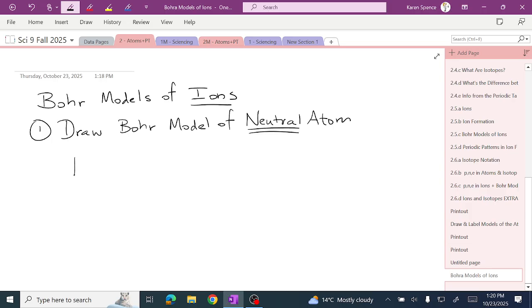So let's say, for example, we wanted to do oxygen, and we wanted to make it an ion. We're not going to start with the oxygen ion. We're just going to start with an oxygen atom. What would you need to find in order to draw a Bohr model for oxygen?